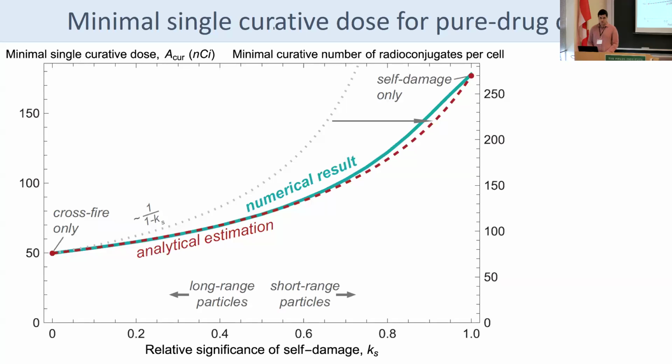But we do have self-damage, and we do know the estimation at this point. So if we take this graph and just stretch it so it clicks here, then we get a nice approximation of the minimal single curative dose. And I have no idea how this reasoning can be useful in clinics. It's just mathematically satisfying, and this is a mathematical conference.